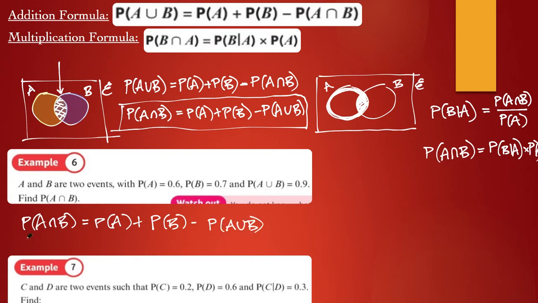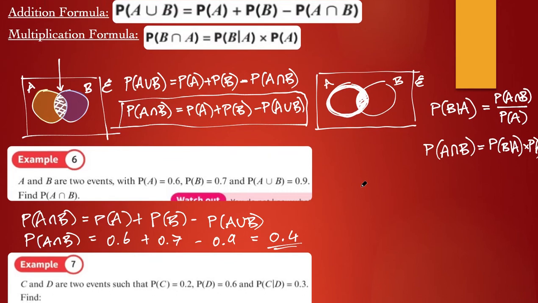And then we know what we need is the intersection, so we can just put in the values for each of these. 0.6 plus 0.7 minus 0.9. So we've got 1.3 minus 0.9, which is 0.4 for the intersection there.